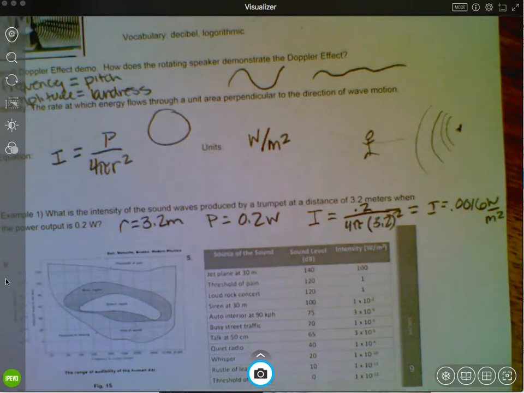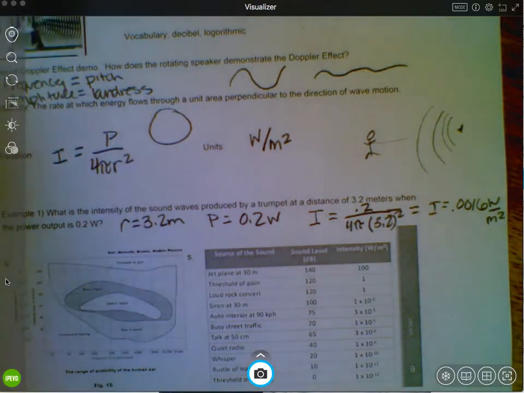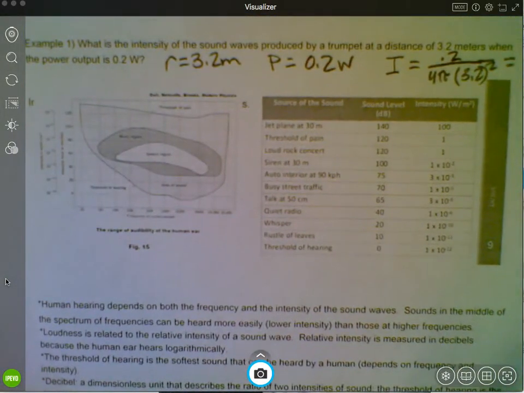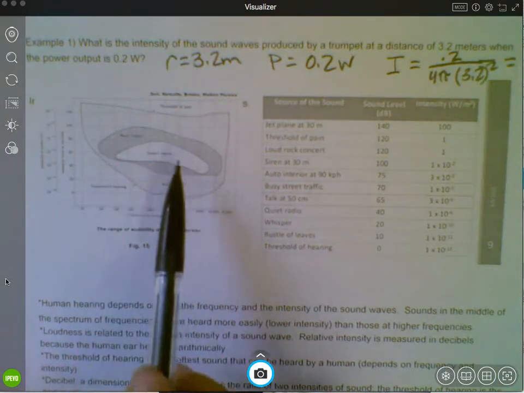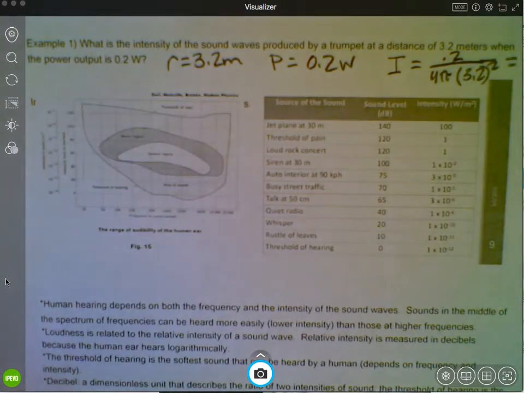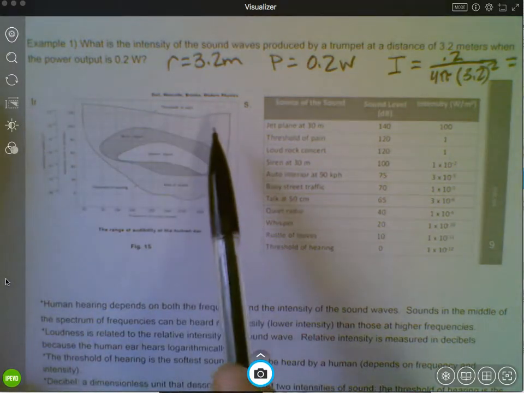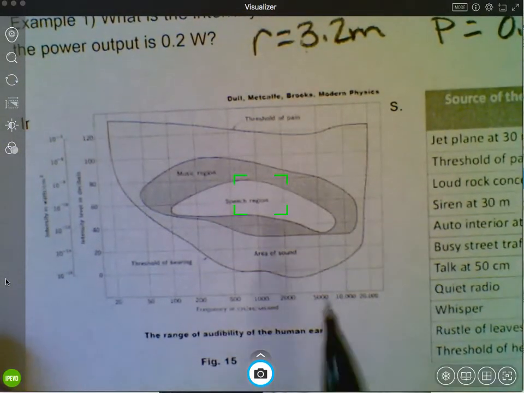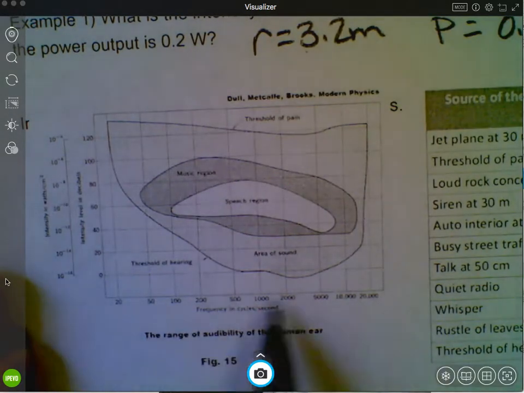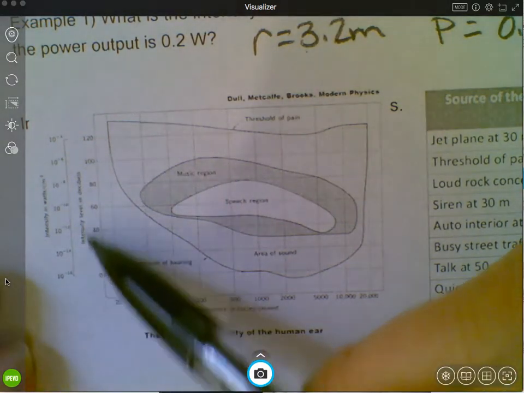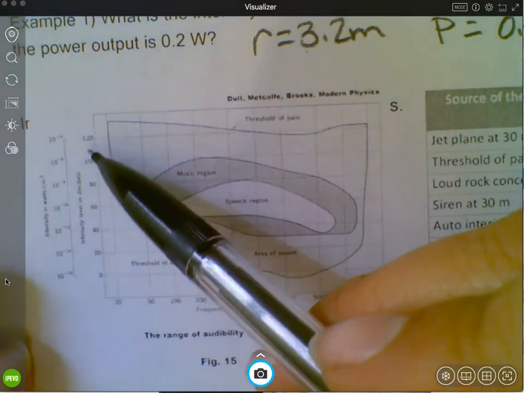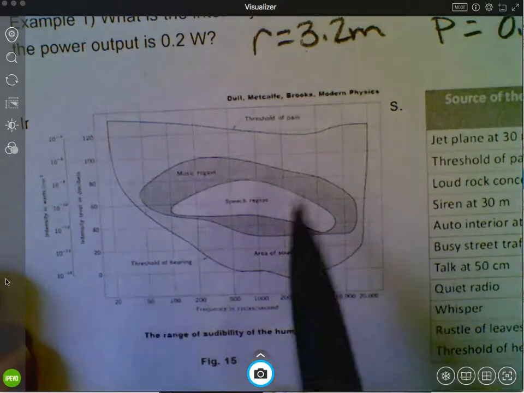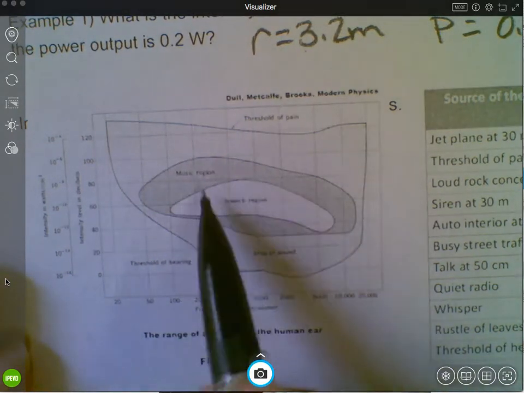So easy plug and chug, hopefully. Now, this is the more interesting part here, so I want to talk about this for a minute. Look at this chart on your paper; it's kind of hard to see on my video. This is a graph of how humans hear. This side of the graph is frequency of sound, and this side of the graph is intensity of the sound. We actually hear best in this middle region.